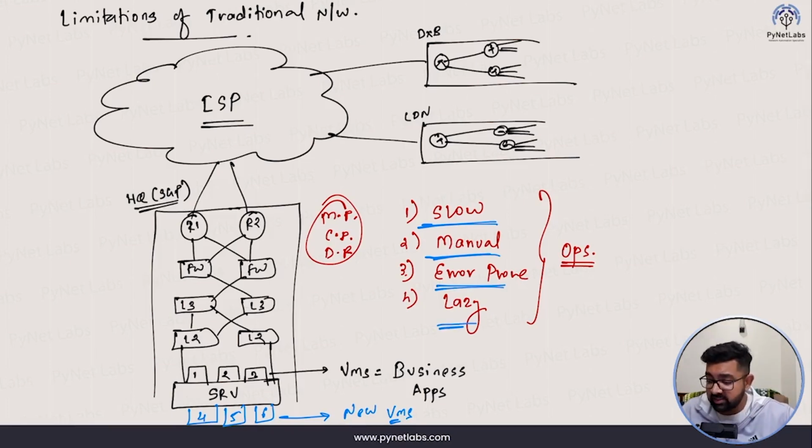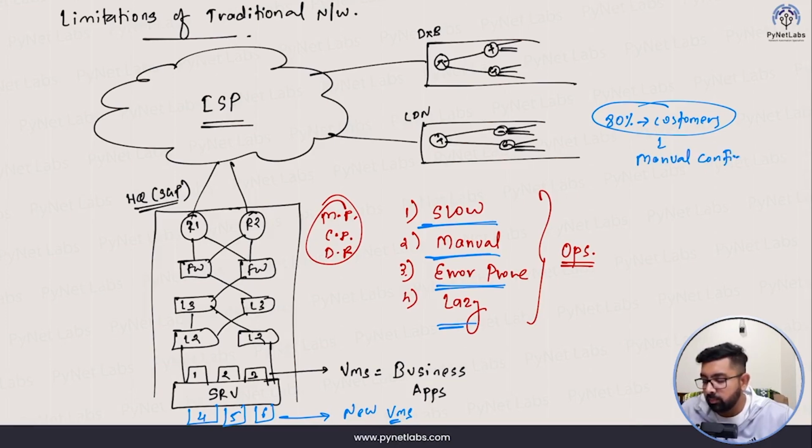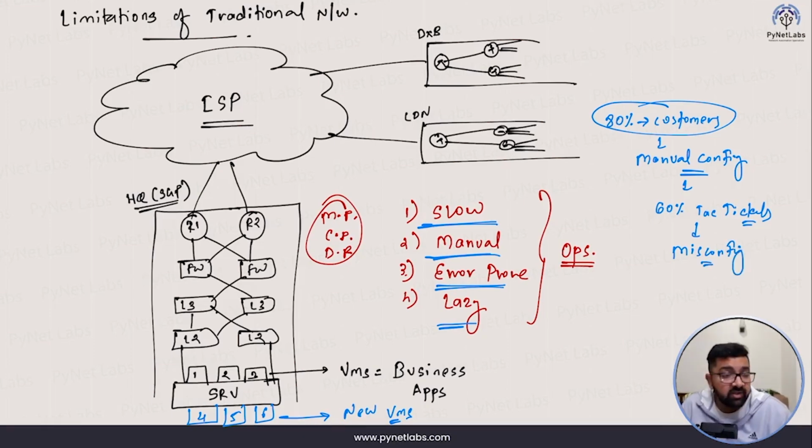Because according to Cisco itself, when Cisco did a survey, they found out that around 80% of their customers are doing manual configurations. And out of them, around 60% of the TAC tickets they get are just about misconfigurations, which means if their customers did not make misconfigurations at all, the number of TAC tickets raised would be reduced. And that's a big thing.